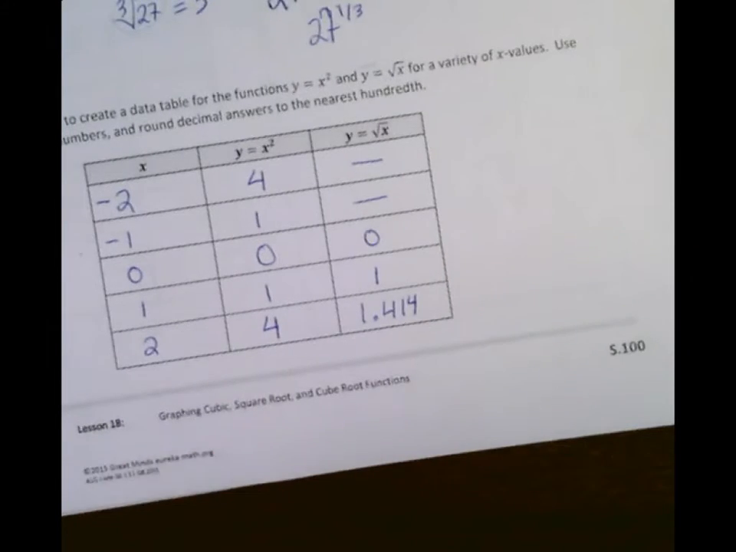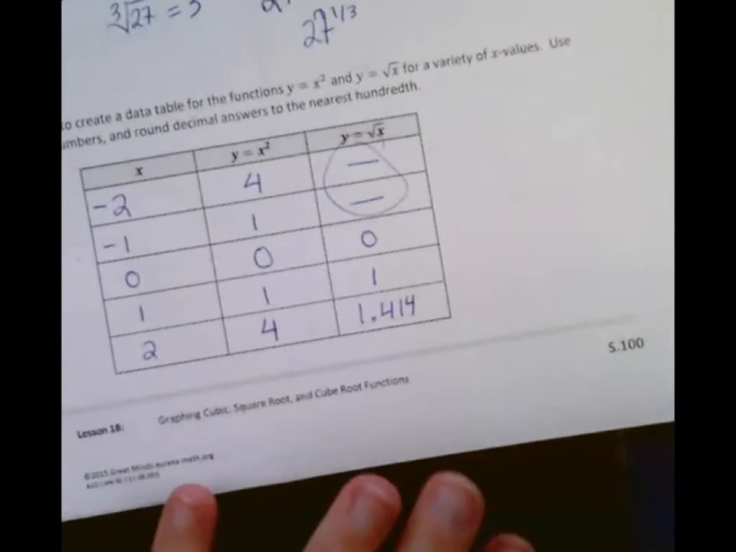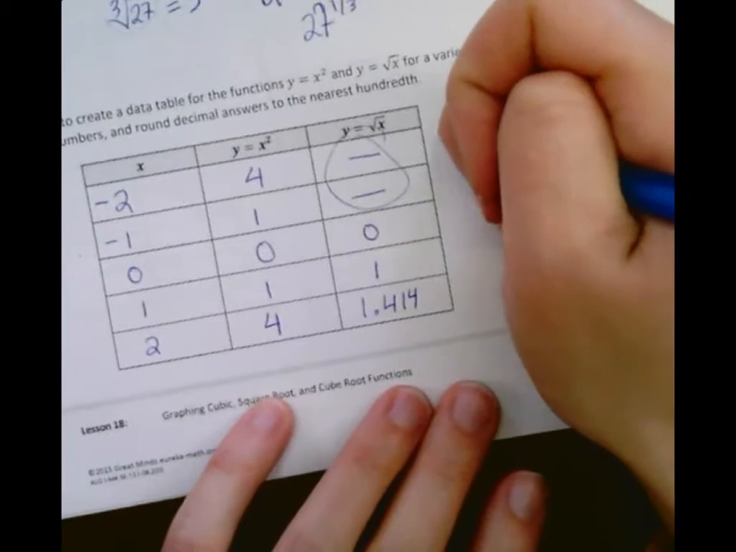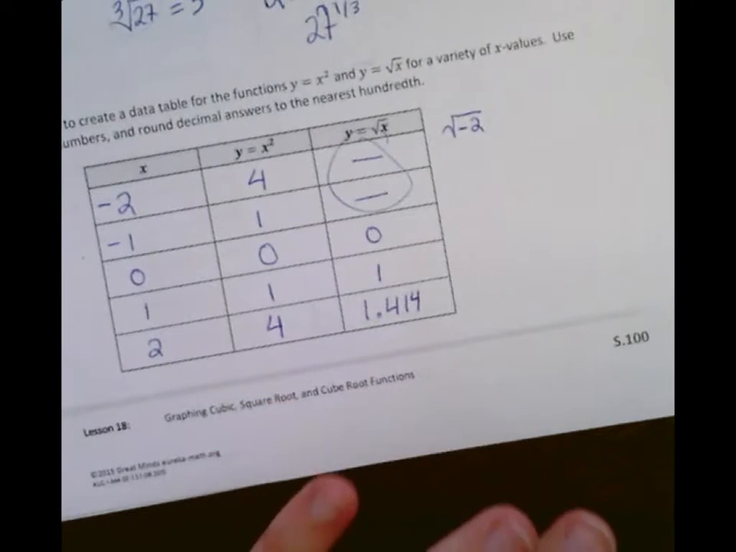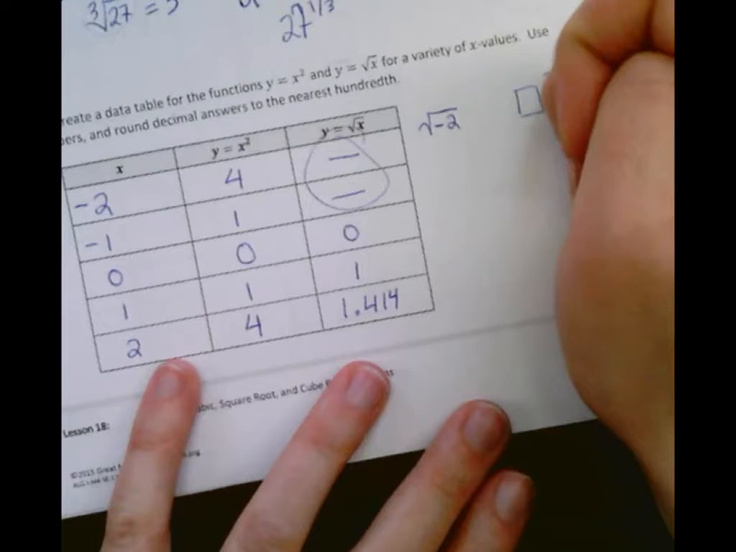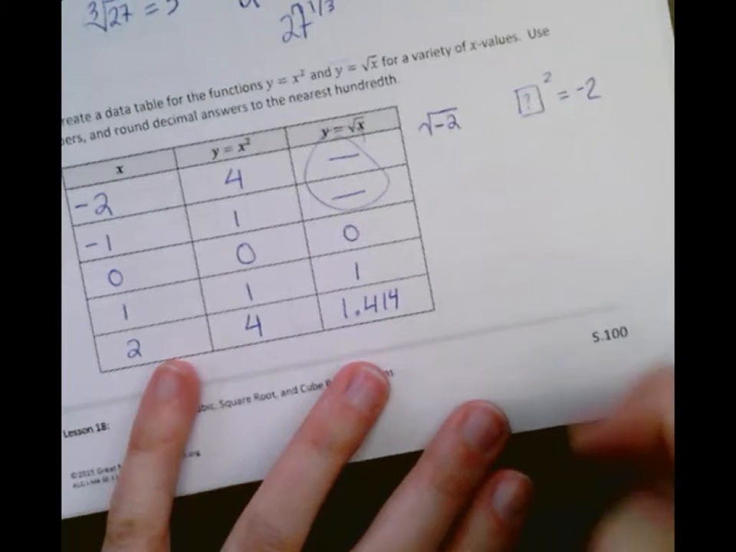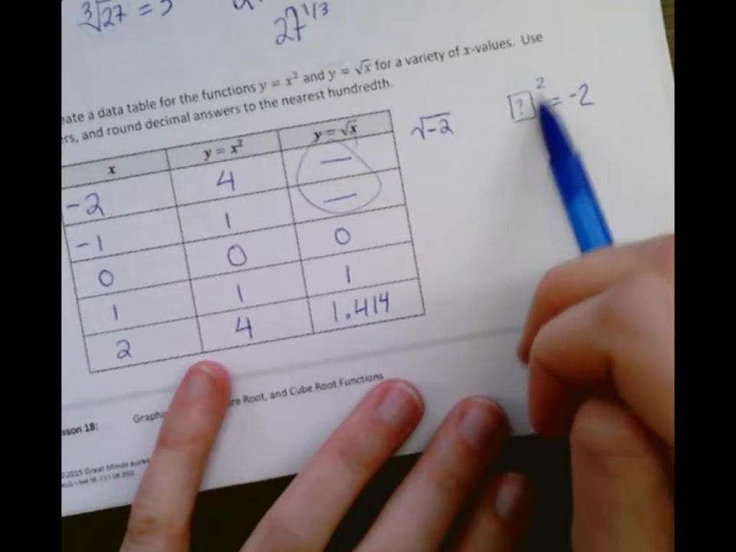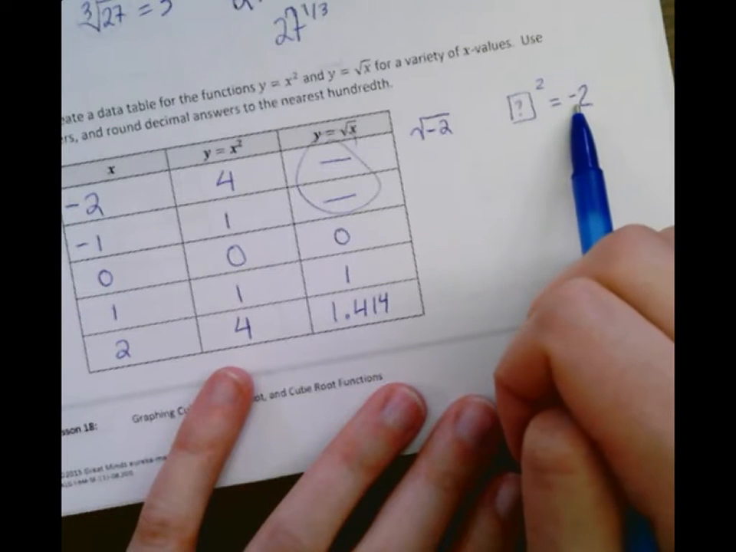Okay, now let's think, well, what's going on here? Why don't we get values there? Well, what happens if I do the square root of a negative number? Let's say it's the square root of negative 2. That means what number? Some number to the second power is equal to negative 2. If you think about it, no number to the second power, meaning times itself, could ever equal a negative number.